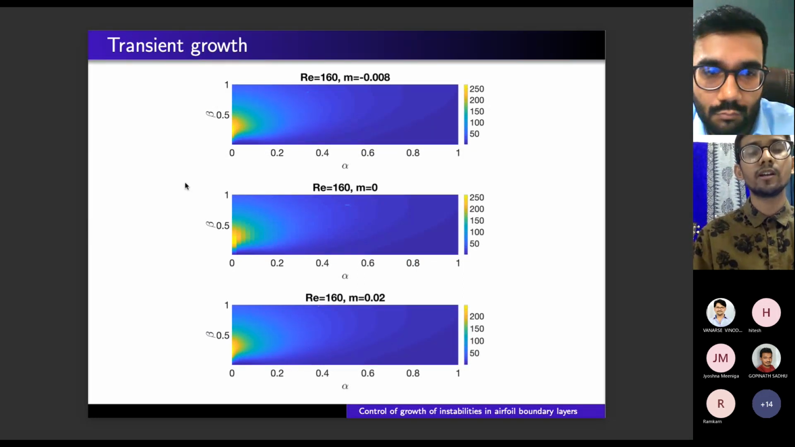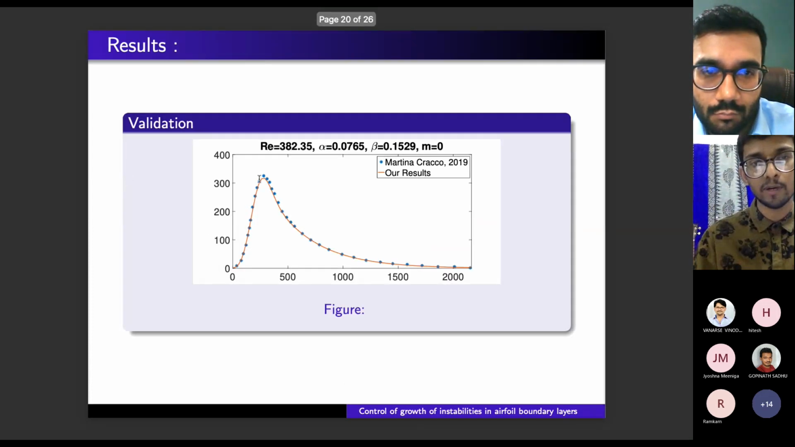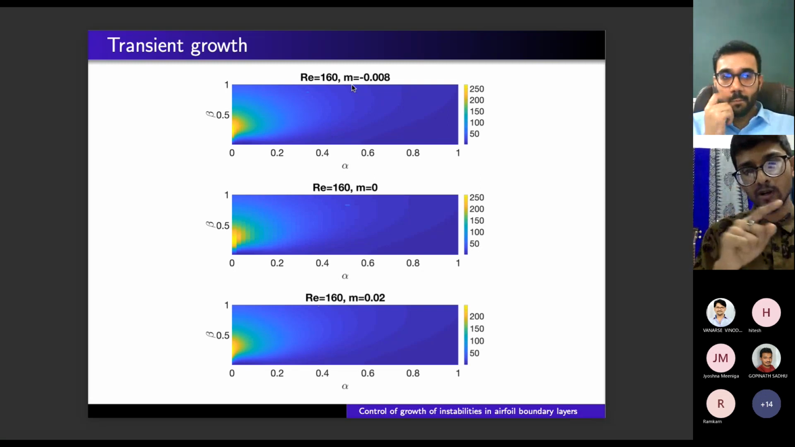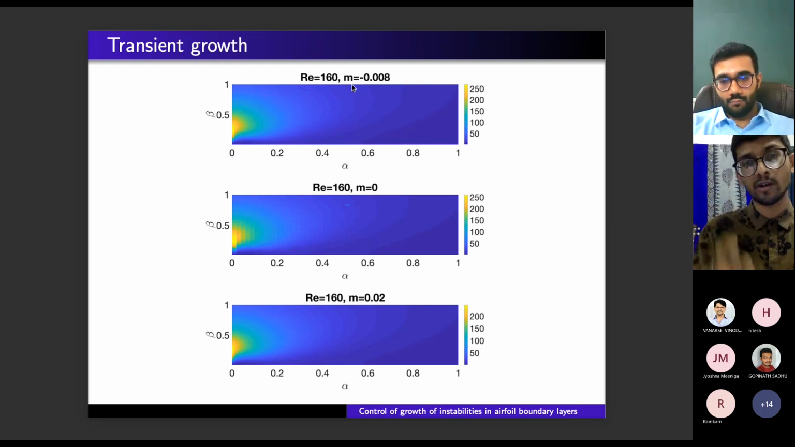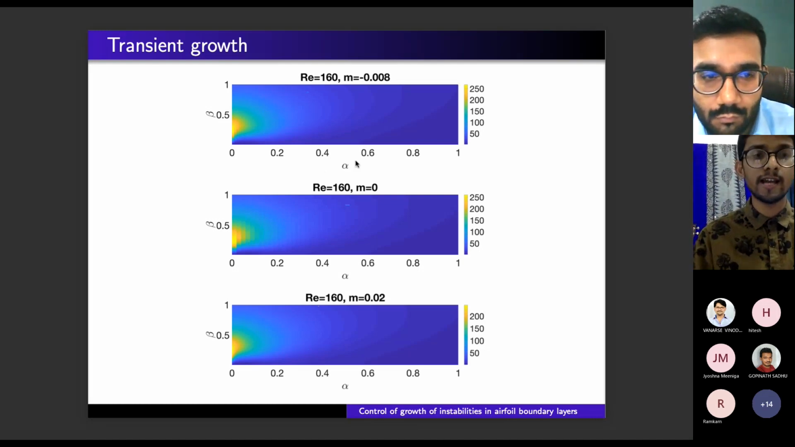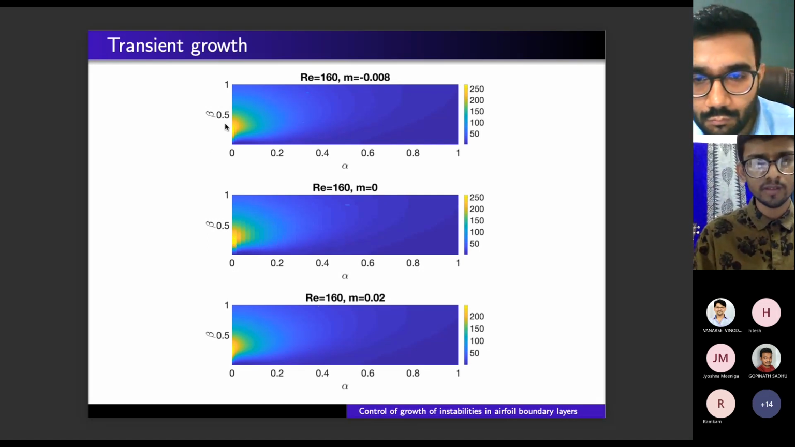We calculated the contour for the peak point Gmax for Reynolds number 160 and for different locations. M is the slope at the different locations, so M represents the different locations on the airfoil. It is no wonder that the maximum of the maximum, the supremum Gmax, is obtained at alpha equal to 0, and beta corresponding to 0.3 or 0.25.